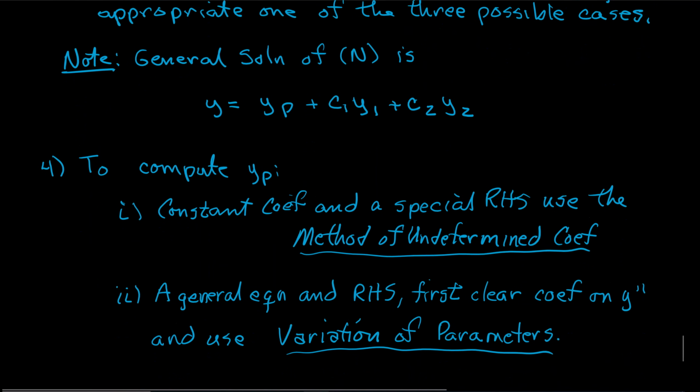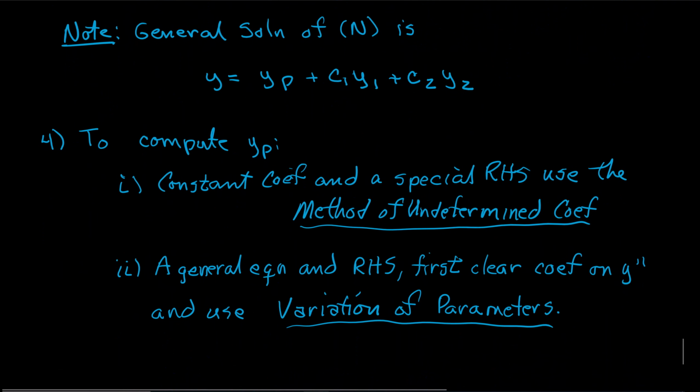Oh wait, here it is. It's point number 4. To get the particular solution, I've talked about it a whole bunch already, this is if you have constant coefficients and a special right-hand side. I know I'm repeating this several times. That means this is important to remember. It doesn't mean I'm lost. If you have a special right-hand side and constant coefficients, use your method of undetermined coefficients.